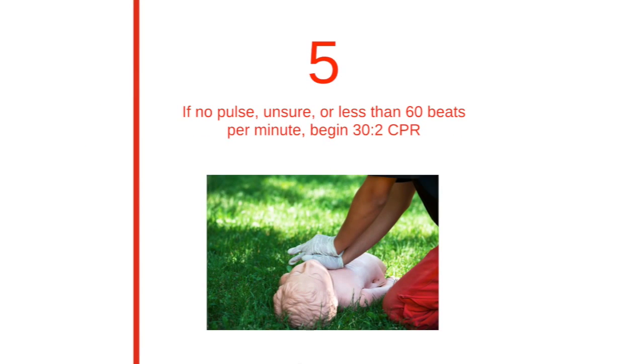Step 5. If there's no pulse, or you can't tell, begin CPR with a 30 to 2 compression to breath ratio. If the pulse is less than 60 beats per minute, still initiate CPR. Compression depth should be about a third of the chest. So, for most children, this is about 2 inches.